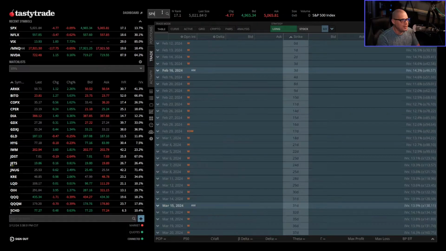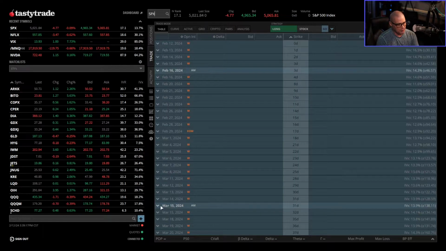So SPX, first go to the S&P 500 index. Remember, VIX is the 30-day implied volatility of SPX. It's the 30-day, the monthly implied volatility of SPX. So let's find the 30-day implied volatility of SPX. Well, go to the monthly options, and here is the first monthly option chain. It's February 16th, expiring in 3 days. That's too soon, right? So let's go out to the next month.